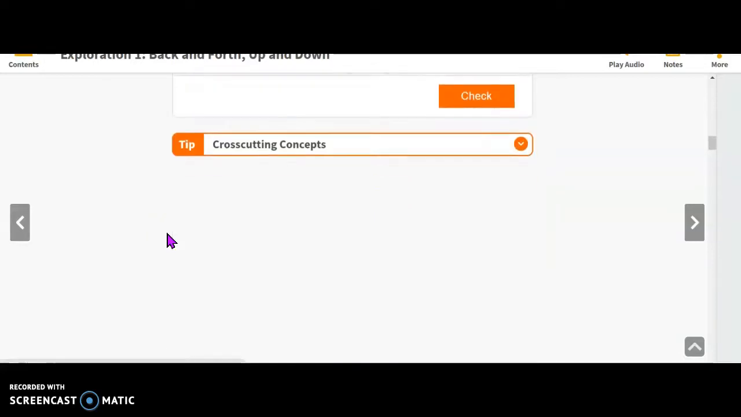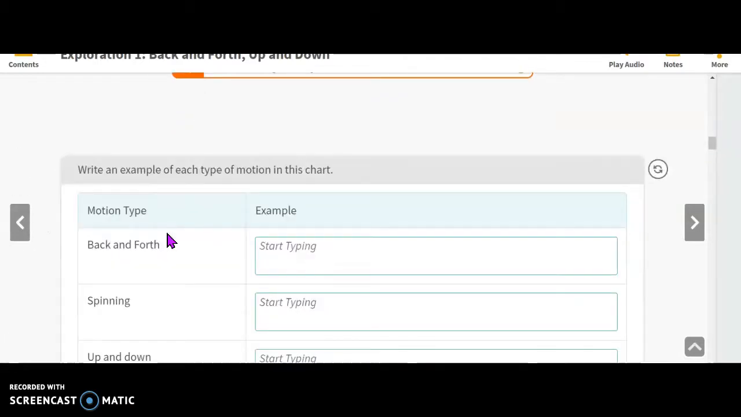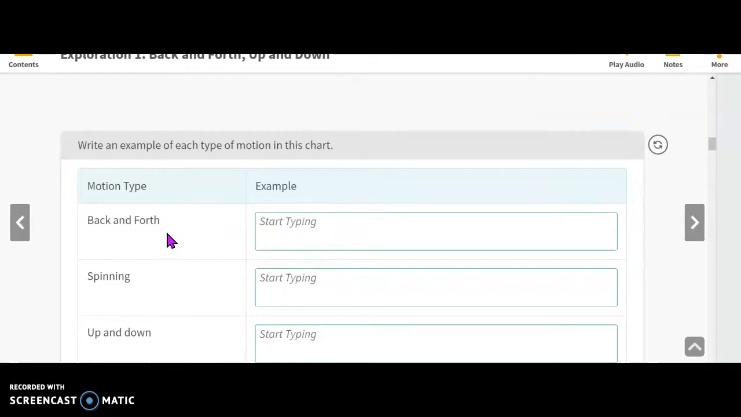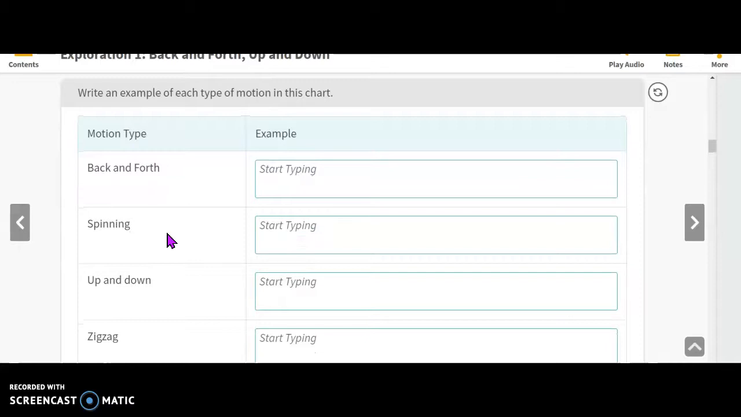And then the last thing you're going to do is number 3. It has a chart for you and it says write or draw an example of each type of motion in the chart. So you're gonna either write an example or draw a picture of something going back and forth. Use your own example. What's something that you see outside or inside that moves back and forth? Then do the same thing with spinning.